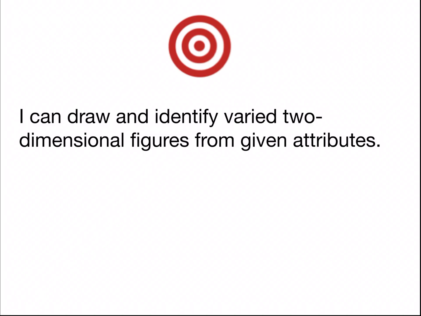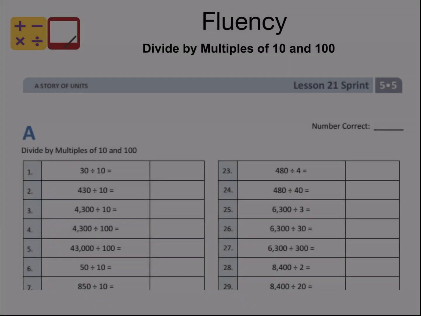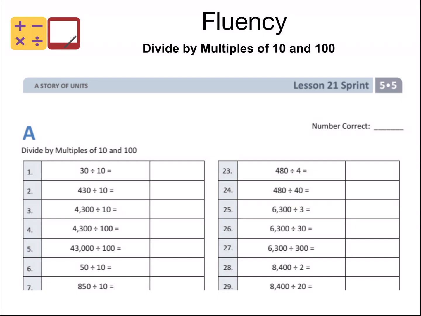So we're going to take all of the properties of quadrilaterals that we have learned, and we're putting those together and drawing and identifying two-dimensional figures from given attributes. So you should have already done the fluency. If you did not check out that fluency video that we posted, there's no application problem today, so check out the fluency video. If you did not, go ahead and pause on each of these fluency screens that I go to, and you can do your fluency now.